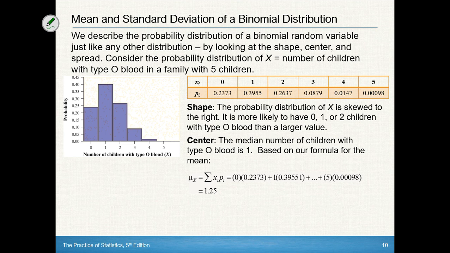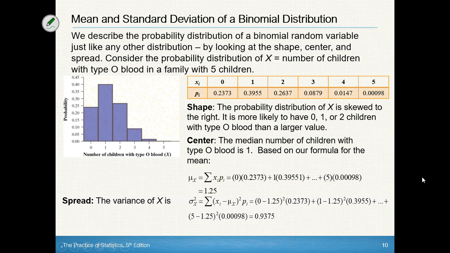Now to find the mean, we're going to take each of these numbers like we've done before, multiply them together, add them up, and I get 1.25. That's the center for this particular problem. The variance, just like we did in the previous section, looks like this, where you take each number minus the 1.25 squared times its probability of occurring. This is the variance. I could square root that to get the standard deviation. As always, if you want to go back and try these numbers on your own, just pause the video and give it a go.